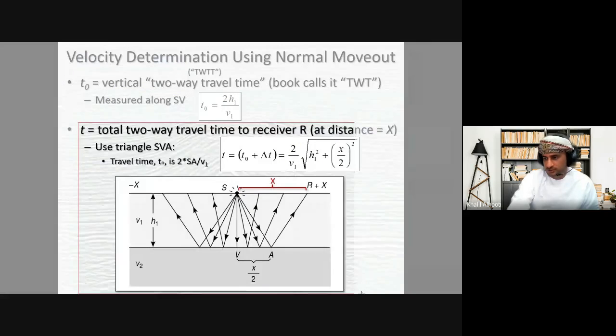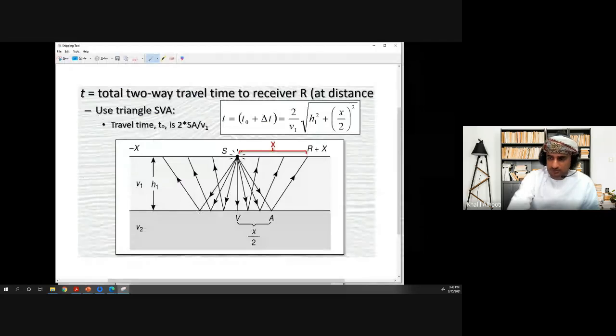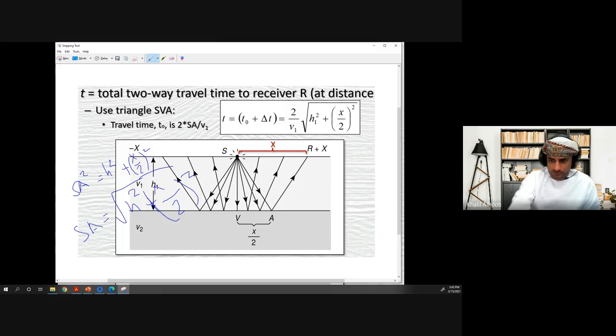Take a screenshot of this one so you see it. So it's SA squared equals what? H squared plus (X over 2) all squared. And I take the square root of this one. SA equals the square root of all of this: H squared plus (X over 2) squared. There is a plus.